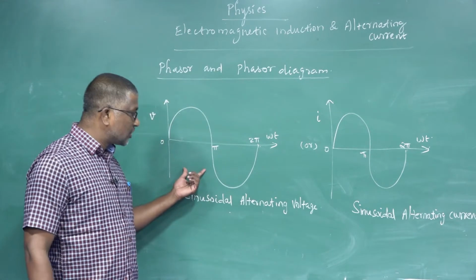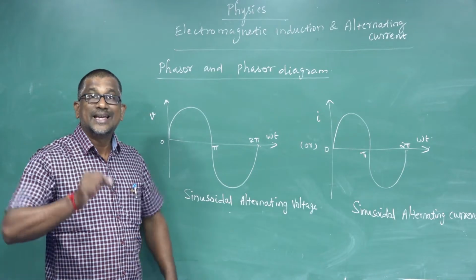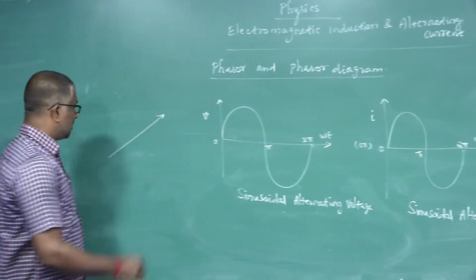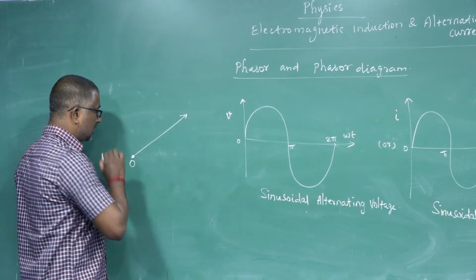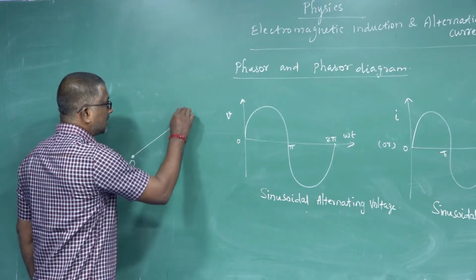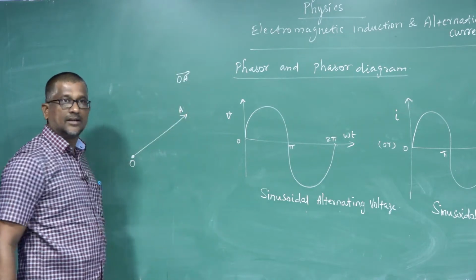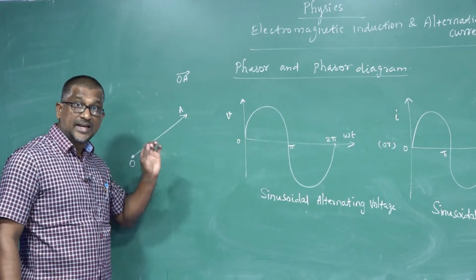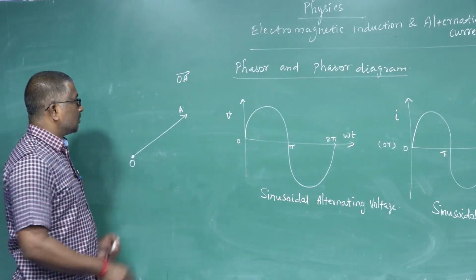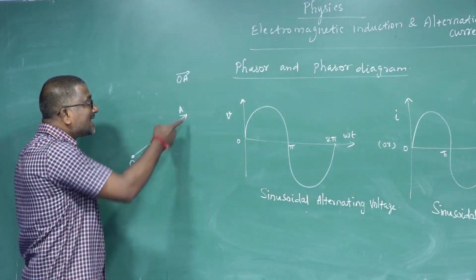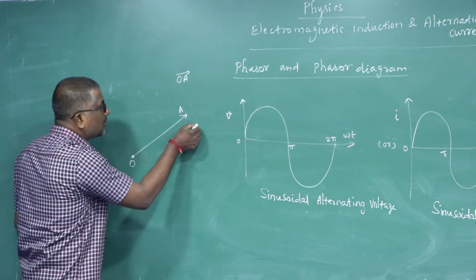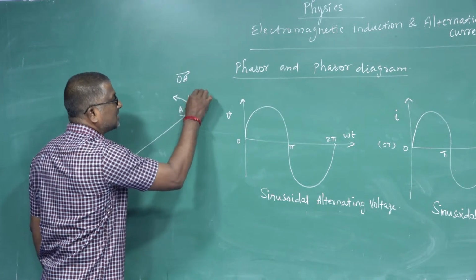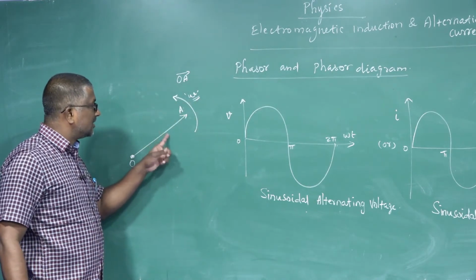Right. So this sinusoidal alternating voltage and sinusoidal alternating current can be represented by a vector. Suppose like this. Suppose this is the origin. The origin is denoted by O and the given vector is represented by vector OA. So if the alternating voltage or alternating current is represented by a vector which rotates about a fixed point or about an origin with a constant angular velocity, then this vector is called phasor.